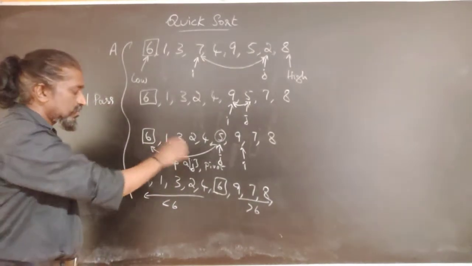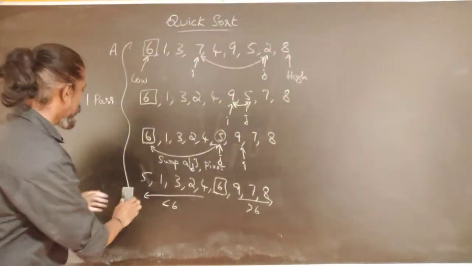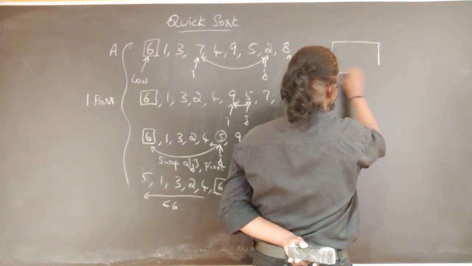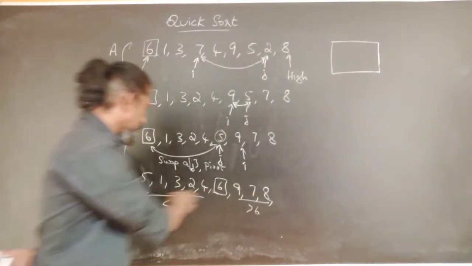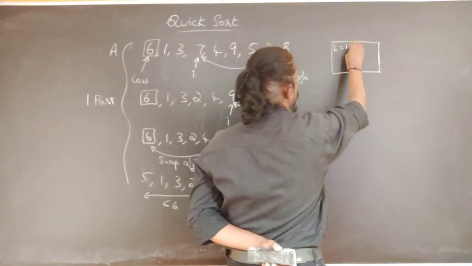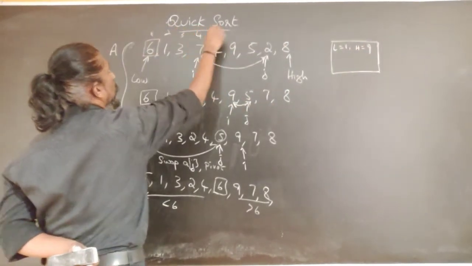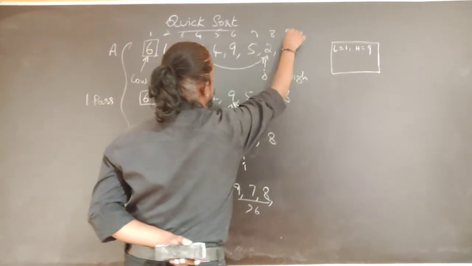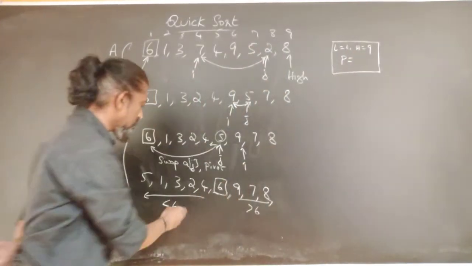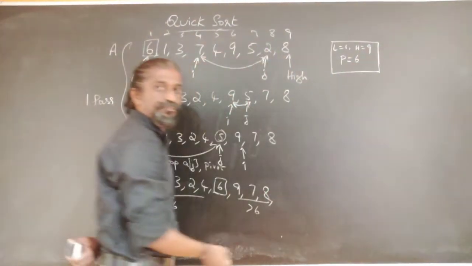So after one pass, the pivot gets placed in its final sorted position in the list. Now we can also construct a tree of recursive calls for the list of elements. So here the low was at 1, high was at 9. We have 1, 2, 3, 4, 5, 6, 7, 8, 9. And where did we achieve the partition? Partition we achieved at the 6th position. Partition is achieved at 6.